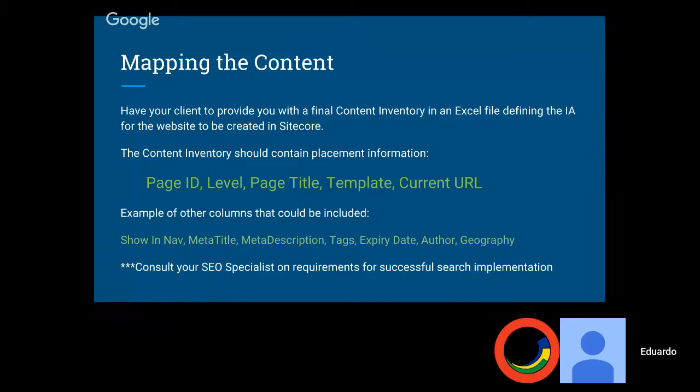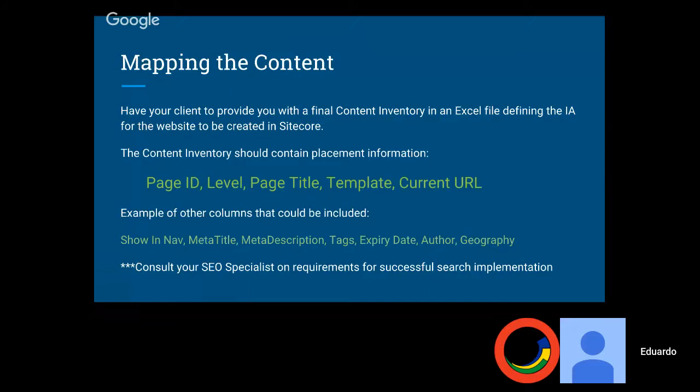So when you're working with a final content inventory, which is what you're going to be doing your automated migration from, that should really be in an Excel file. It's much easier to do it that way. It will have the final information architecture for the website that you want to be created in Sitecore. And it should have at a minimum these pieces of placement information that are outlined here on the screen.